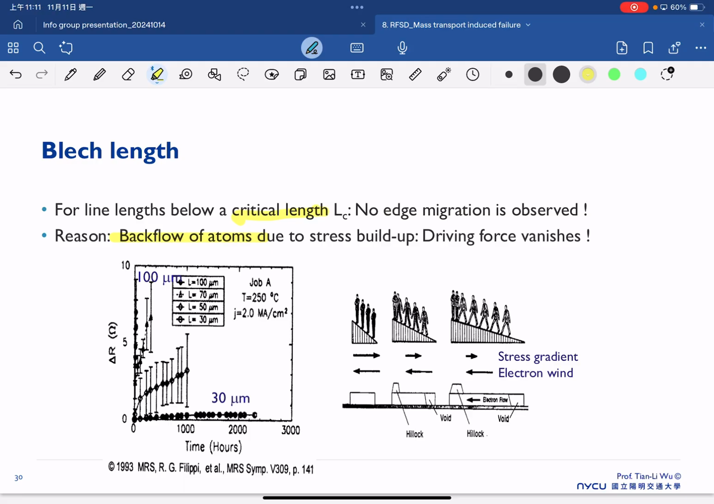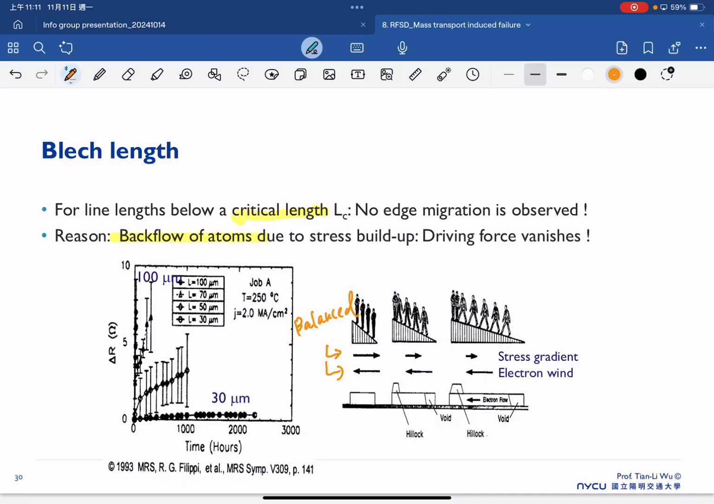So as we already know, when we consider the driving force of electron migration, we can see this schematic. We have an electron wind trying to push the atom to the left. And also, once the atoms accumulate here, we have the gradient. No matter whether it's stress gradient or concentration gradient, it will push the atom flow to the right as well. So there's a balance. If the length is short enough, these two forces can be balanced with each other.